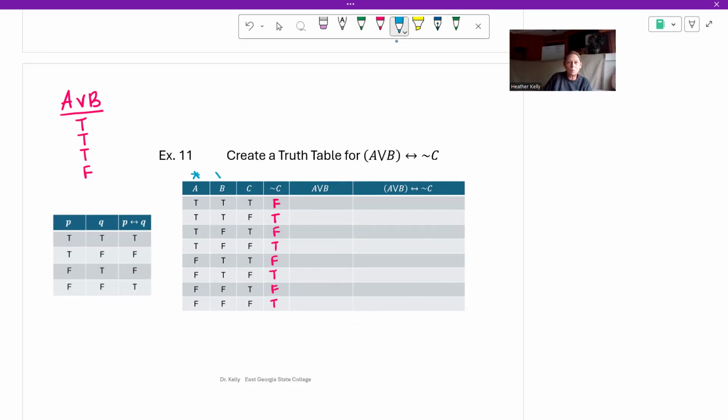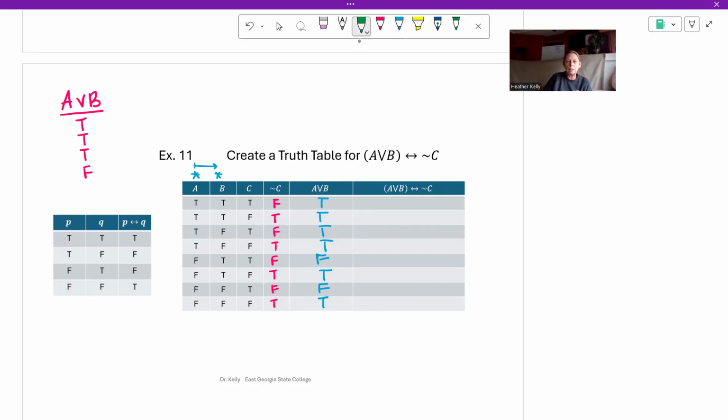And then let me go ahead and find A or B. They're all true except for two falses. So true, true is true. True, true is true. True, false is true. True, true is true. False, false is false. False, true is true. False, false is false. False, true is true. I hope you're seeing where you can really mess up here. So just take your time. No rush. None of this is going to take a whole lot of time anyway.